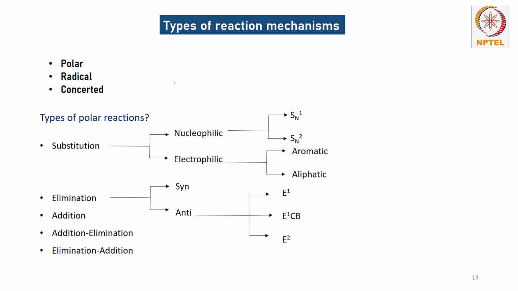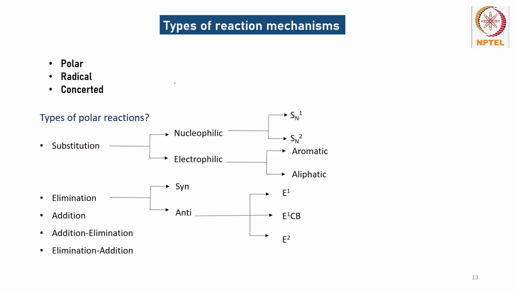Suppose you have a benzene ring with any functional group. If a nucleophile comes and substitutes that one and inserts into that benzene ring, that will be a nucleophilic substitution. And if an electrophile comes and inserts into that benzene ring, that will be electrophilic substitution. Next, nucleophilic substitution has two main types: SN1 and SN2. There is another type, SNi, that is not that important. The main two are SN1 and SN2.